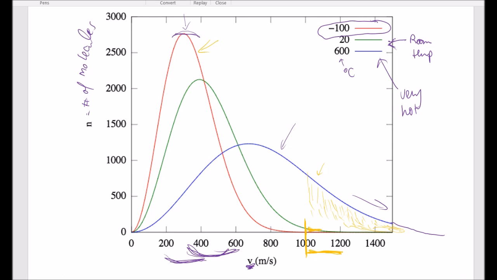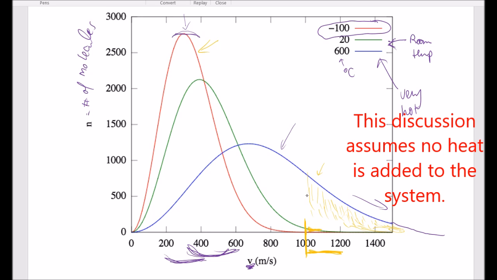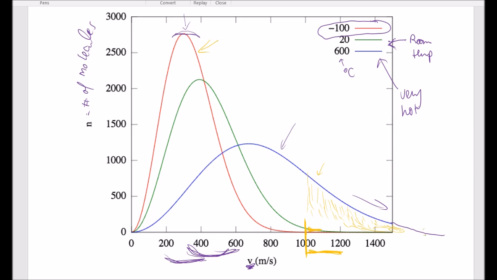What I'm about to say next may be difficult to understand, but if we had the blue graph and we didn't maintain its temperature, we just let the molecules do whatever they do, if these molecules here were to evaporate, taking all their wealth with them, then the remainder here would rearrange to look very much like this green graph here.